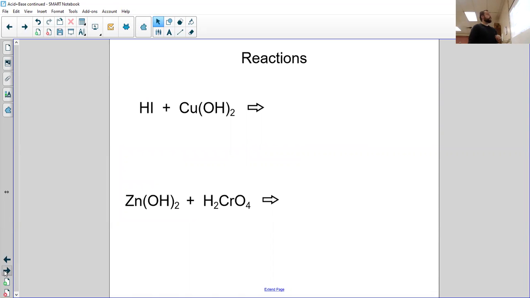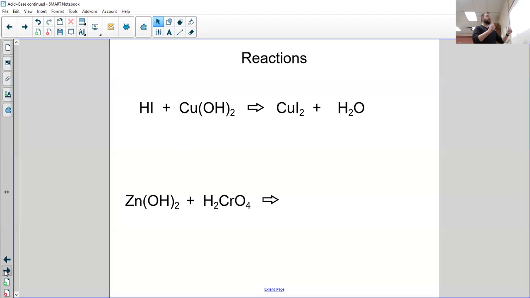So practice some reactions here. We have HI, hydroiodic acid, and copper(II) hydroxide going to react. They're going to neutralize each other. We talked about strong acids and bases. We have a strong acid here. So we have copper and iodide. So copper(II) iodide and water as our products.